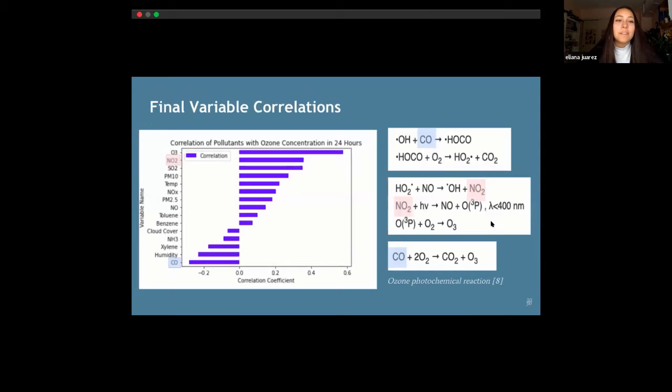This is a histogram of the final variable correlations. So this is the correlation between current variables and ozone levels in 24 hours. The strongest indicators were current ozone, nitrogen dioxide, sulfur dioxide, carbon monoxide, and so on.